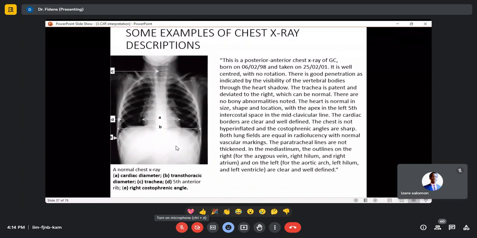Penetration is good but the lungs are dark. That means the amount of X-ray is high and the KVP is normal. The mAs, the number, is high. Yes, this is called overexposure. This is an overexposed X-ray, okay? But with good penetration.